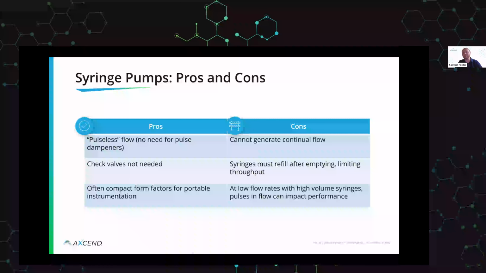The downsides are they can't generate continual flow. They do have to refill after emptying, so that does also limit your throughput because you can't just run a sample immediately. You have to stop, refill, and then re-equilibrate before reinjection. And again, if you have mismatched volumes with a low flow rate but a high volume syringe, you're going to start to experience very considerable baseline fluctuations, and you're going to start to see some negative chromatographic performance.